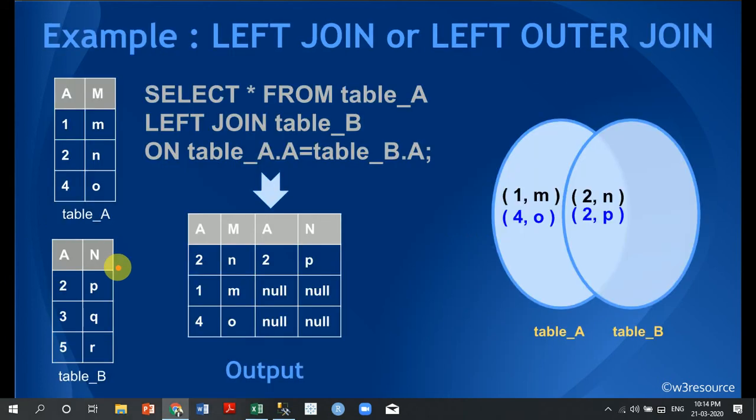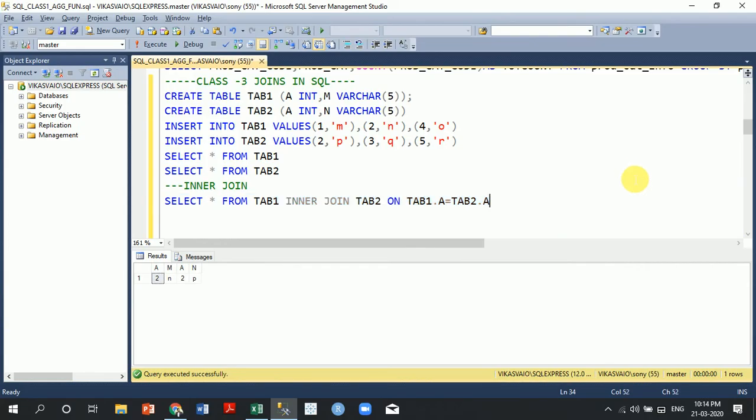What does it mean? From the left table it will take all the records, but from the right table it will take only the matching records. As far as this Venn diagram is concerned, it will take the common records from both tables as well as all the records from the left table. So let's understand it practically. We are now going to discuss left outer join.